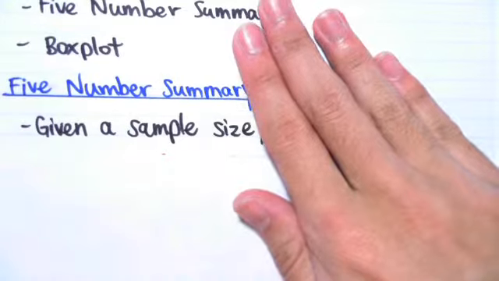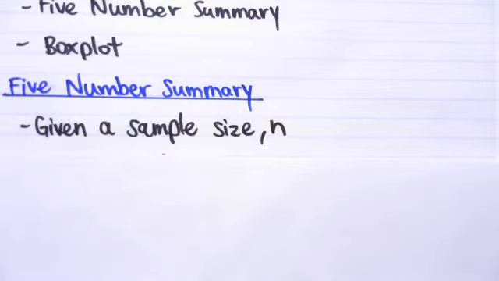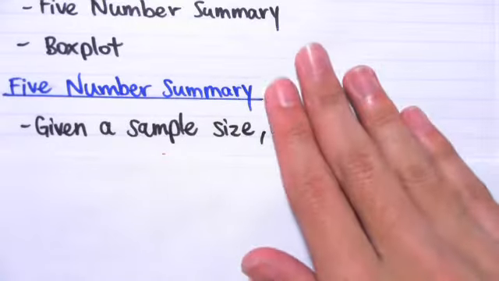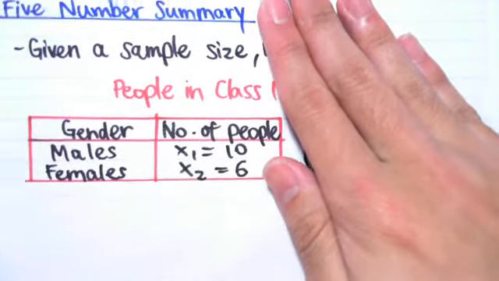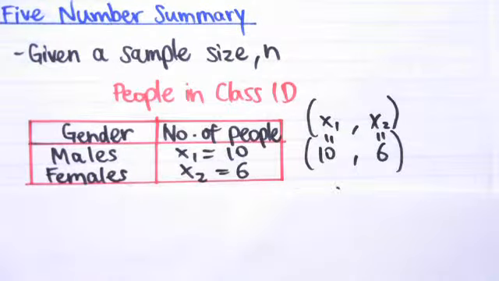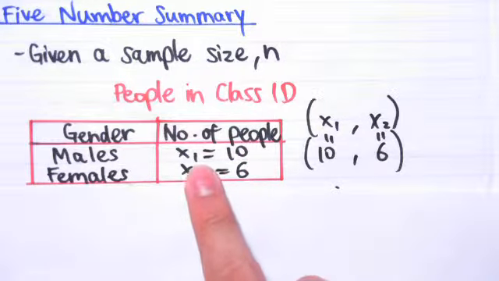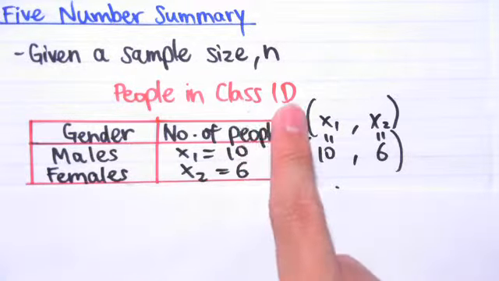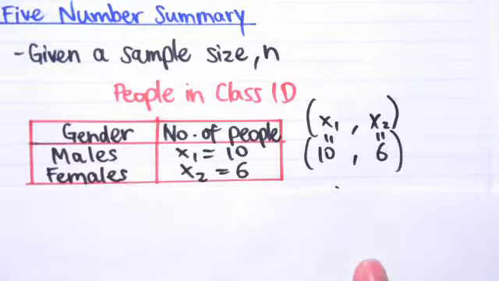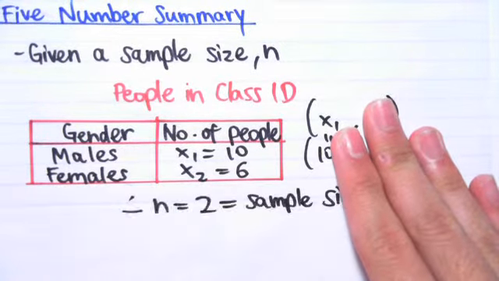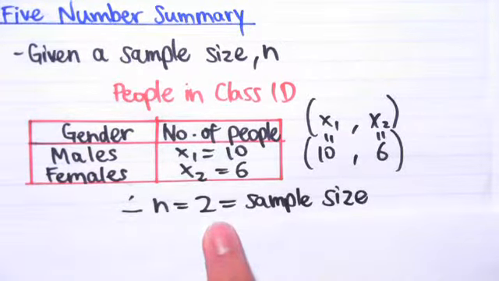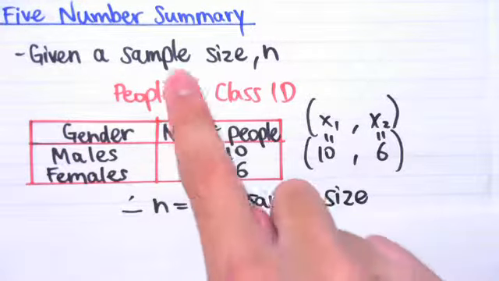Normally we're given a set of data and also a sample size called n. A sample size is basically the amount of values that are given in your data. If we go back to our previous example of the people in class 1D, we said that there were 10 males, which we assigned to x1, and 6 females, which we assigned to x2. So we have 2 values, 10 and 6, and because we're given only 2 values, our sample size is 2. Therefore, n is equal to 2. And that is our sample size.